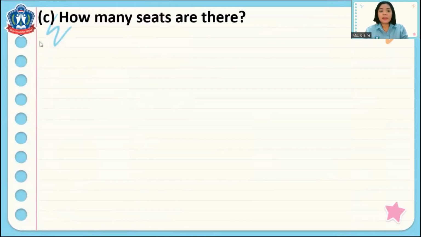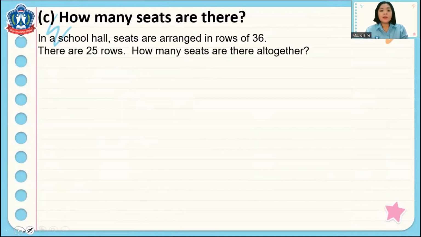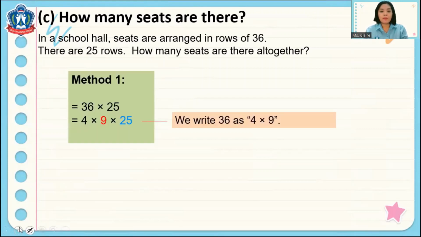How many seats are there? Take a look here. In a school hall, seats are arranged in rows of 36. There are 25 rows. So how many seats are there altogether? We have method 1. We can multiply 36 times 25. Now, this 36, we can break it down into 4 times 9, right?